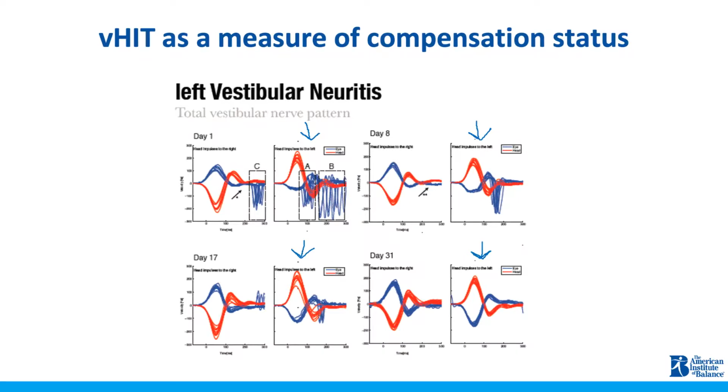And then by day 31, with this particular patient, the gain is back to normal, and there's no presence of corrective saccades. And at this point in time, day 31, this patient had no residual symptoms. They had full amelioration of their oscillopsia. So this is how we can use vHIT as a measure of compensation. It's also showing how we can use vHIT as a pre-post outcome measure.